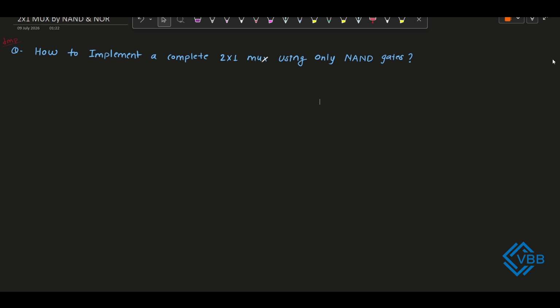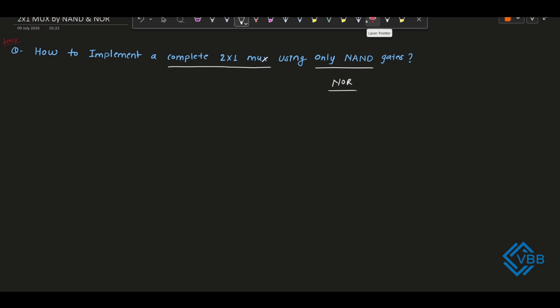Hello everyone. In today's video lecture series, we are going to solve one of the most frequently asked questions from digital design, that is how to implement a complete 2:1 MUX using only NAND gate. We will also solve the same question using only NOR gate. So let's start with using only NAND gate.